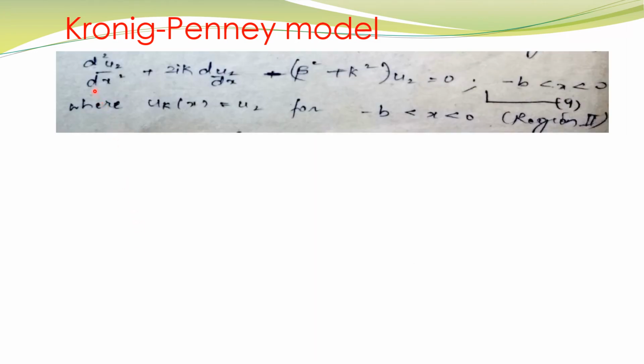This equation is for region 2, where we have replaced uk by u2. So you get d square u2 upon dx square plus 2ik du2 by dx minus beta square plus k square into u2 is equal to 0. Equation 9. This equation you can solve on your own and check, where uk of x is equal to u2 for minus b less than x less than 0.